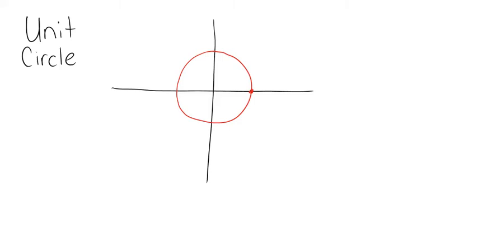So if we wanted to say the coordinates of all these points on our unit circle, we would say this point right here would be 1, 0. On the y-axis, this point right here would be 0, 1. This point down here would be negative 1, 0. And this point down here would be 0, negative 1. So that's our unit circle.